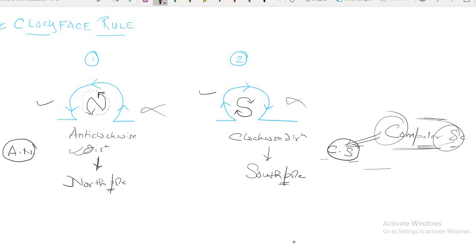Alright? Okay. So we have studied till clock face rule today.